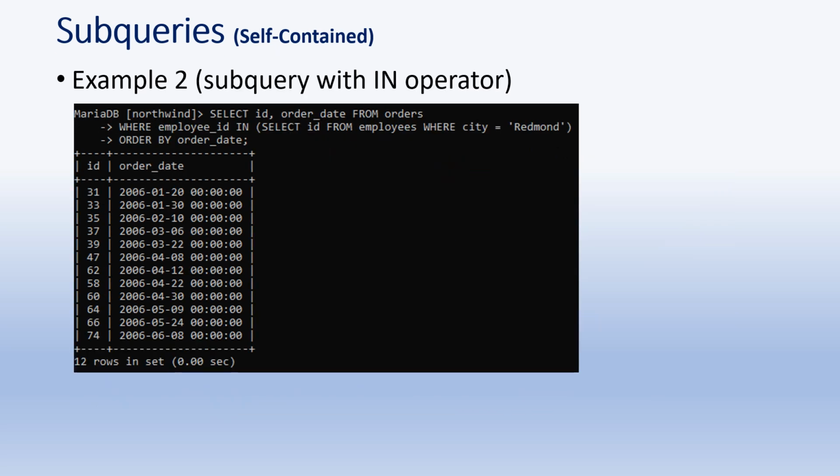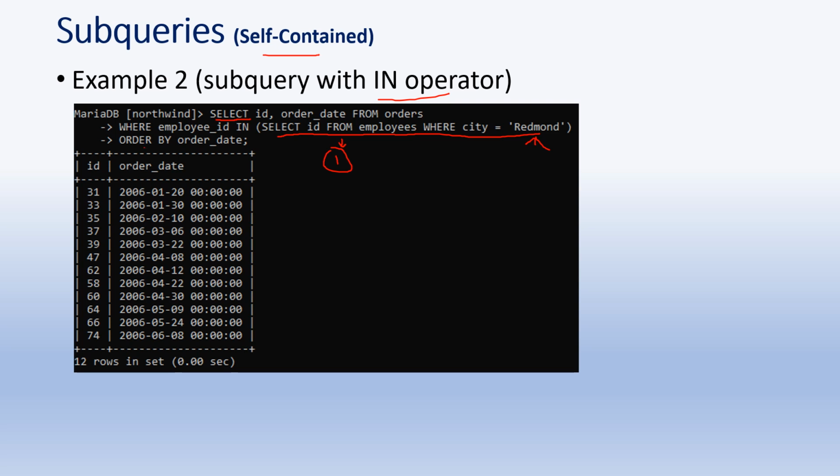So example 2 is subquery with the IN operator. Also self-contained. So you can see it will execute this first. It will find the ID from employee where the city is Redmond. So any employee with the city Redmond will be returned, and the second statement will work using the values from this first statement.